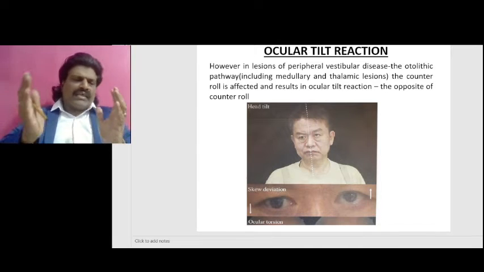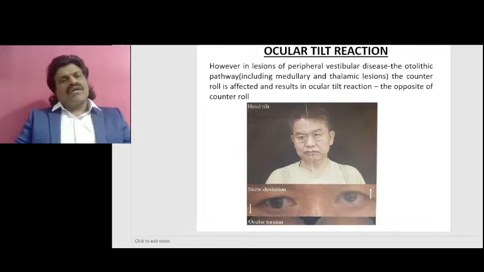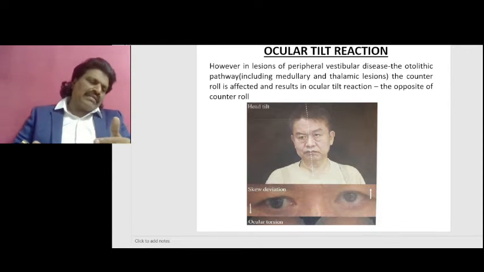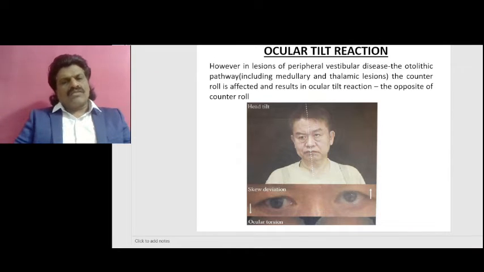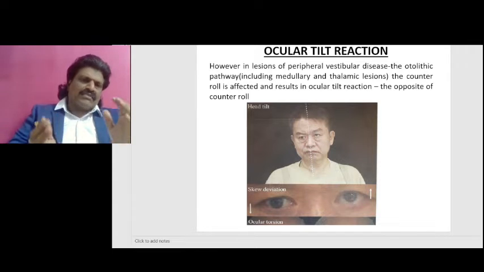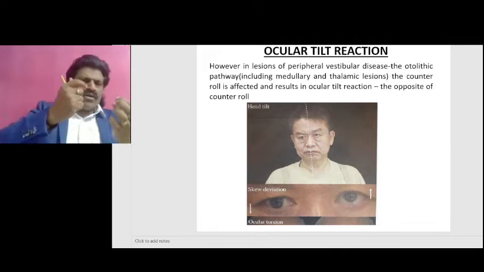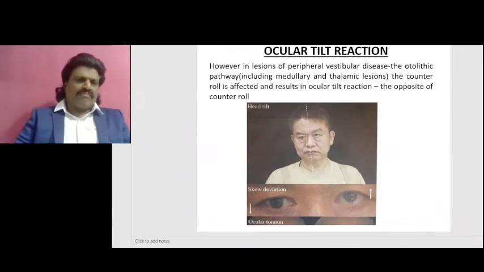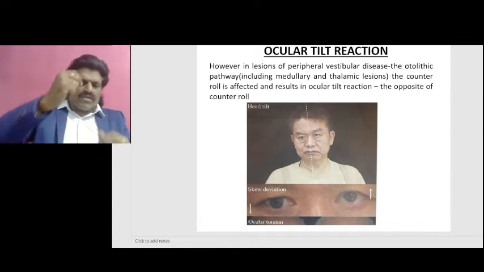So when I turn the head to one side, the eye should turn to the opposite side, that is the counter role. But when it becomes pathological, when I turn the head to one side, the eyes are also tilted to the same side, that is known as ocular tilt reaction. So ocular tilt reaction consists of head tilt, skew deviation and ocular torsion. So ocular tilt reaction, as you can see in the diagram, contains head tilt, skew deviation and ocular torsion.